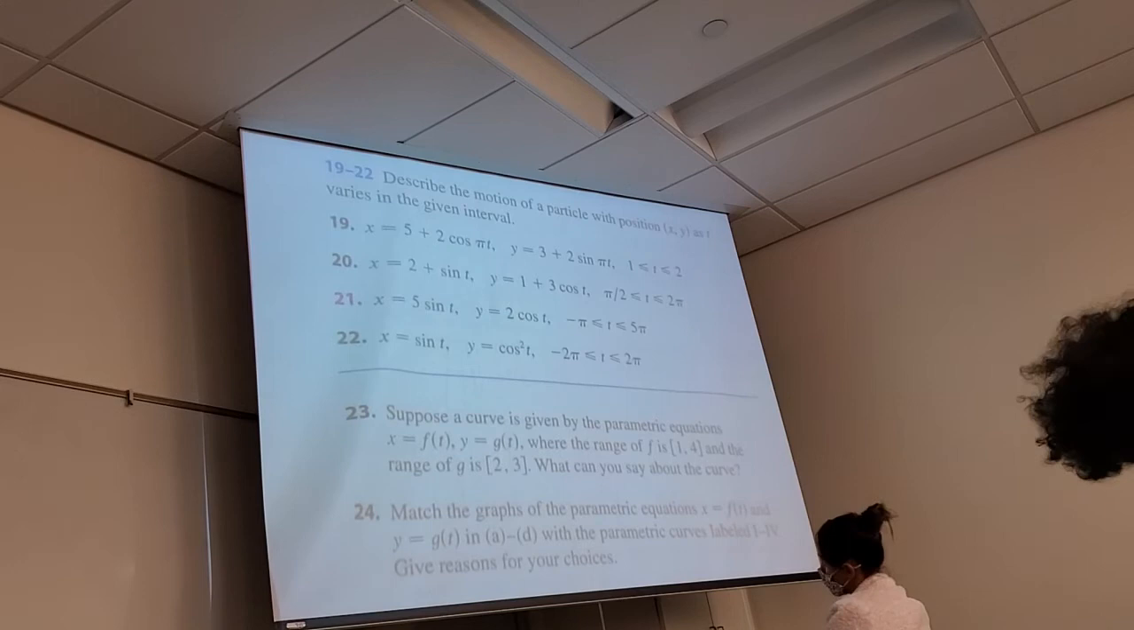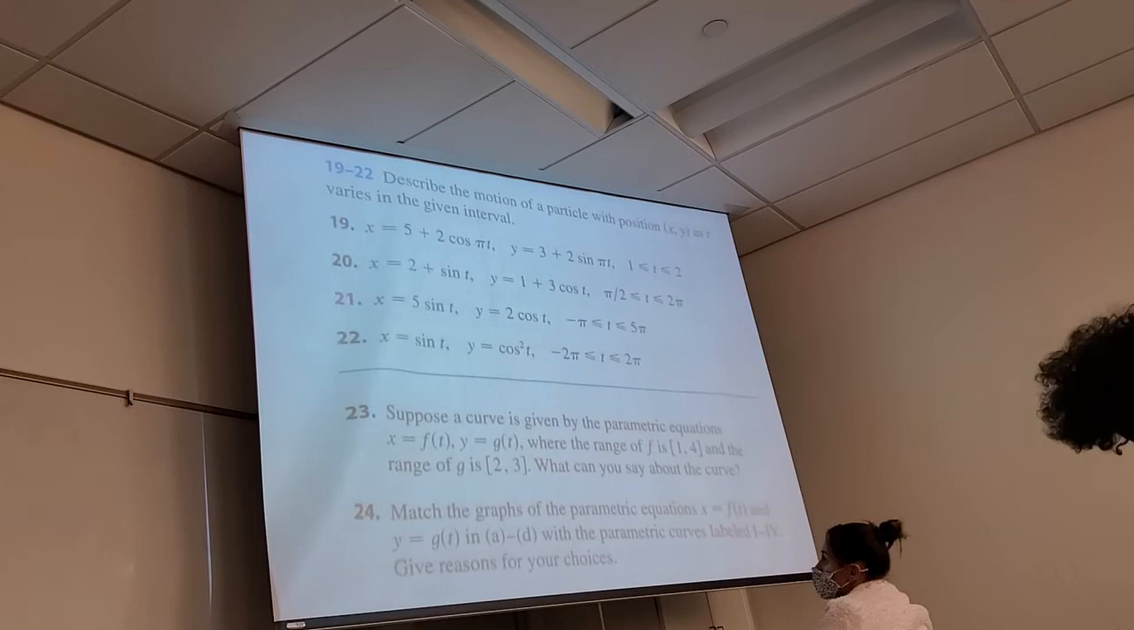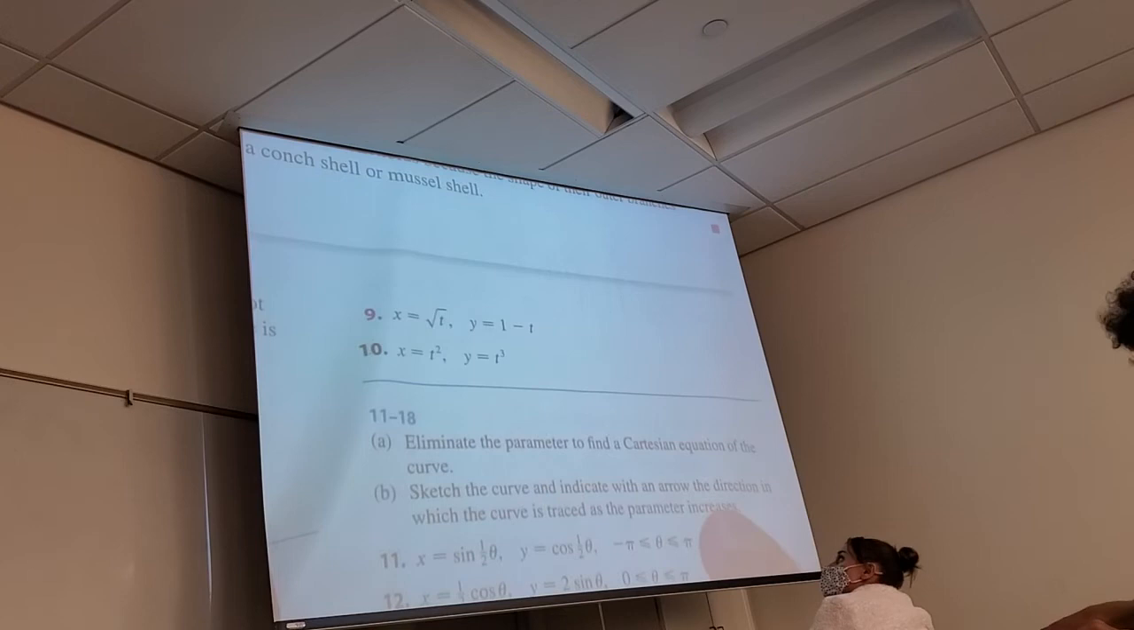All right. So there's another example. It was just an ellipse that looked like this. Yeah, that one was 0.5. So here's the ones that are very basic. Eliminate the parameter to find a Cartesian equation, sketch the curve, and indicate with an arrow the direction. We did examples like that, right?